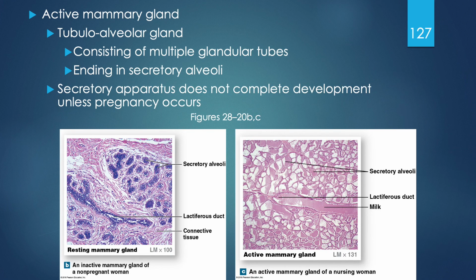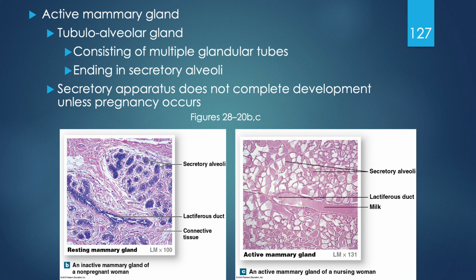Mammary glands can be considered to be either active or inactive, and the active mammary glands will be composed of a tubuloalveolar gland that has multiple glandular tubes, all ending in secretory alveoli. Something important to note here is that the breast tissue, specifically the secretory apparatus, doesn't complete its development unless a pregnancy occurs. So we have a permanent histologic change that occurs via pregnancy.